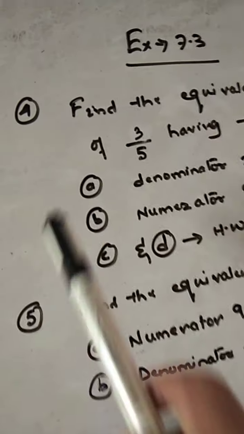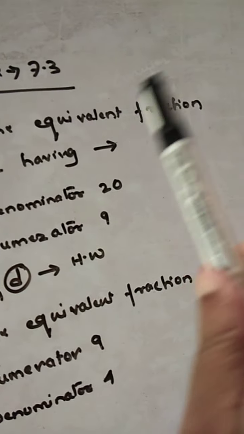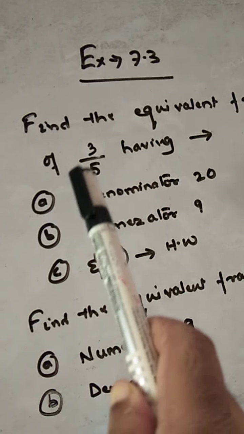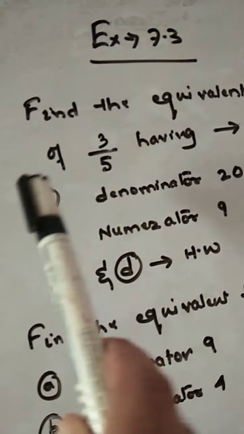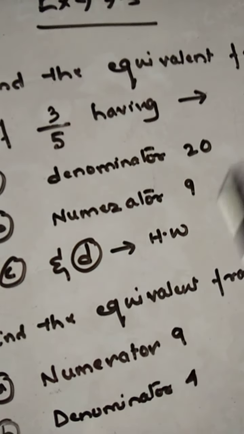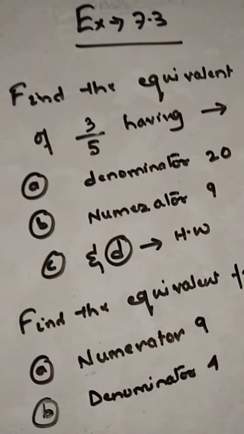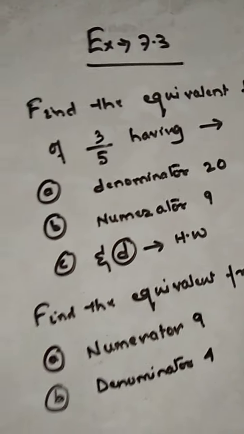Okay. Now in question number 4 what is written? Find the equivalent fraction of 3 by 5 having denominator 20. This is number A. In B, you have to make the numerator 9, and C and D would be your homework because they are very similar to questions A and B. First of all, we'll learn how to make the denominator 20.